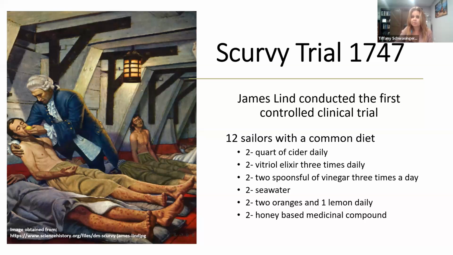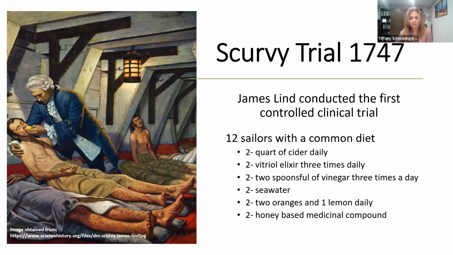And what he did is he took 12 different sailors who were on a sailing vessel, gave them a common diet. So they had a standard base of water, vegetables, meats as well. And then he started supplementing a few to see if any of these interventions would actually help. So 2 of the patients got a quart of cider daily. 2 of them got vitriol, which is basically kind of a fat-based mixture from animals. 2 of them got 2 spoonfuls of vinegar 3 times a day.